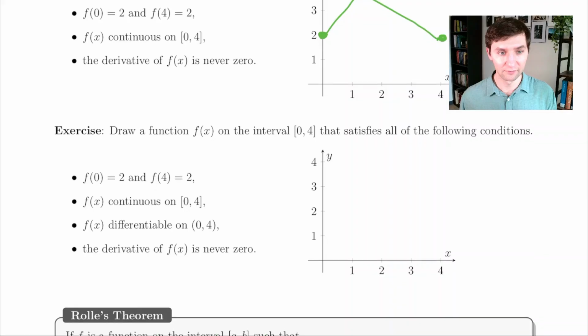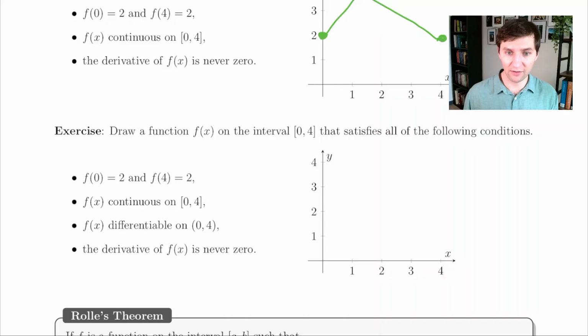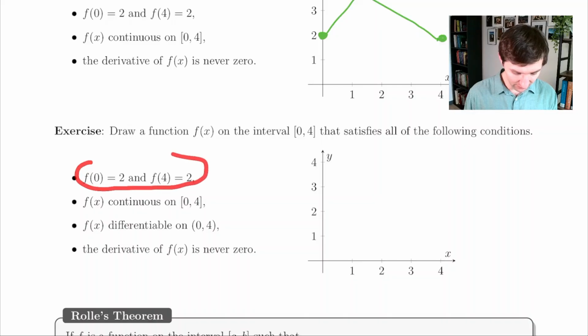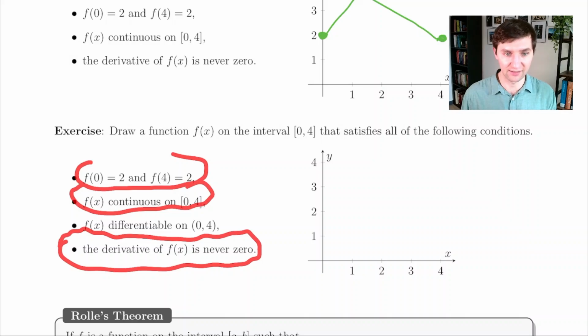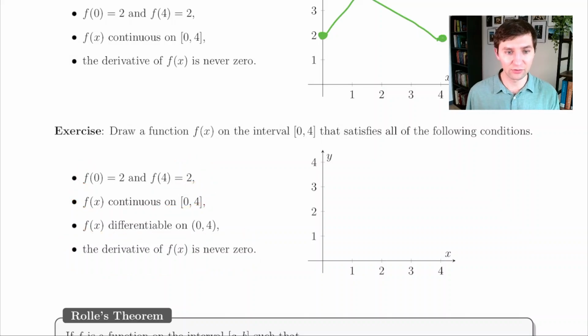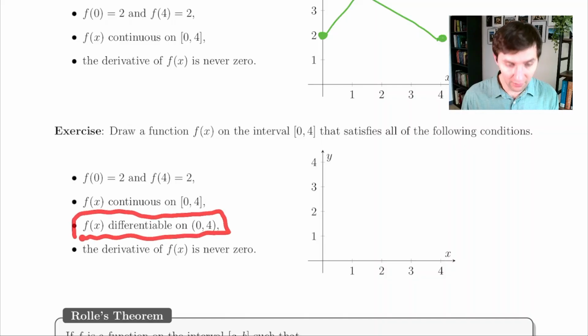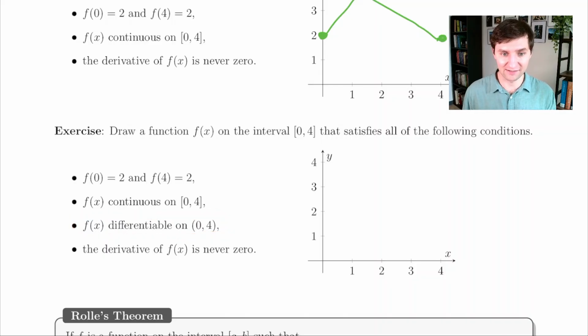The question in the second exercise is similar. This time, we must draw a function that satisfies 4 conditions. The first condition, the second, and the fourth are exactly the same as in exercise 1. There is just one additional condition here that says that the function is differentiable between 0 and 4, meaning the derivative must exist between 0 and 4. I suggest you stop the video now and try to draw this function yourself.